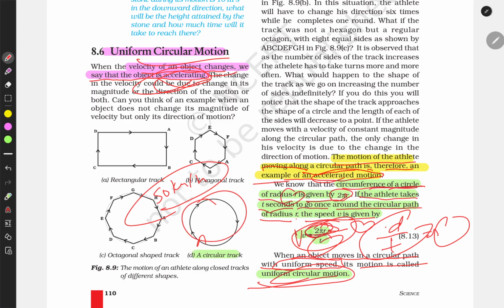So in a circular motion, although the speed can be uniform, as the direction is changing, the motion will be accelerated motion.